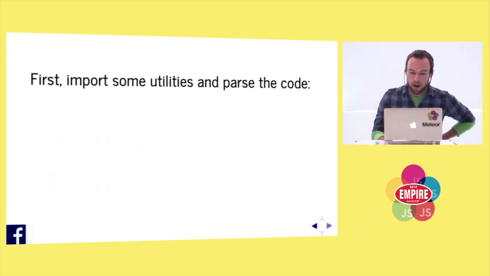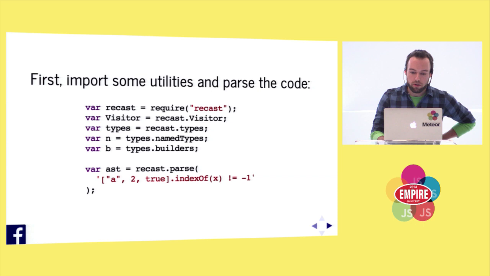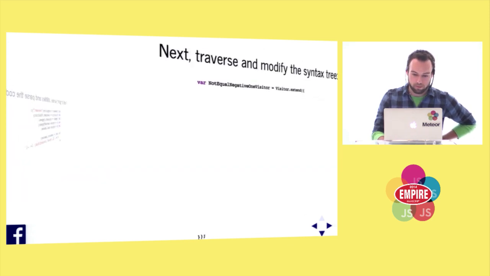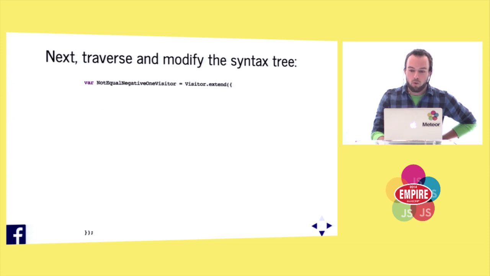So the routine here is that I use a tool called Recast that I wrote and that we use at Facebook that has some utilities for checking the types of nodes in an abstract syntax tree and also building up new nodes to add to the abstract syntax tree. And then I call recast.parse on a string of code, which gives me a tree. And then I can do whatever I want to that tree.